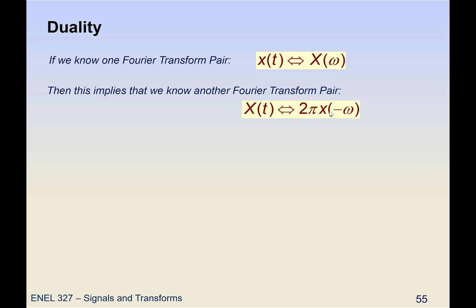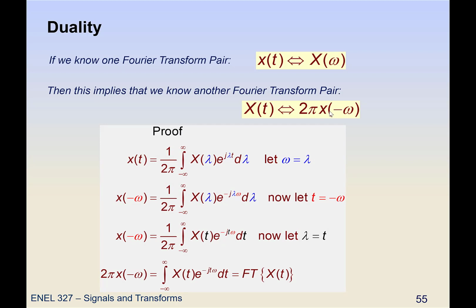So it just says that if we know one Fourier transform pair, then we automatically know another one. I'm not going to go through this proof in detail, but if you'd like to take a look at it, there it is. But you're going to get lots of practice with this in the worksheets.